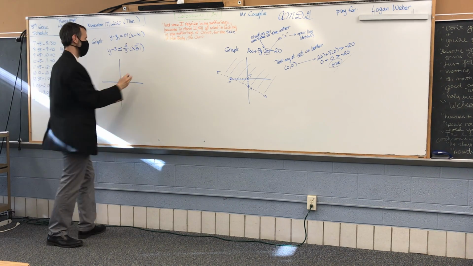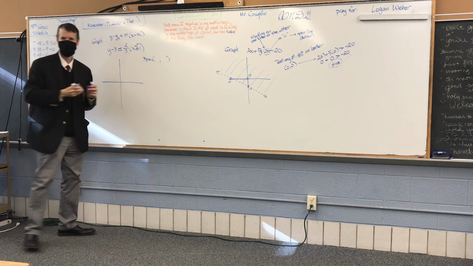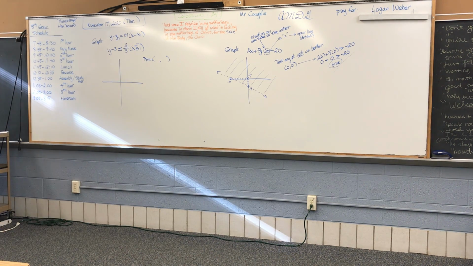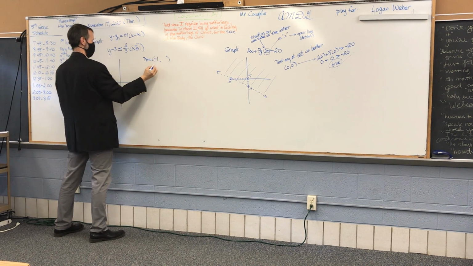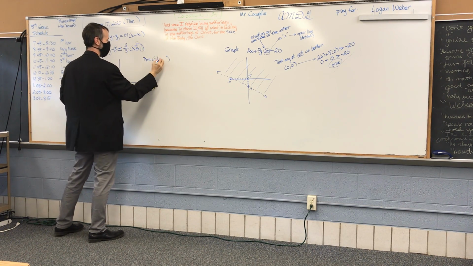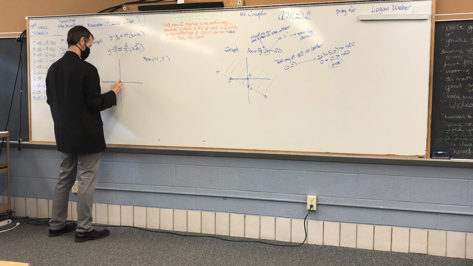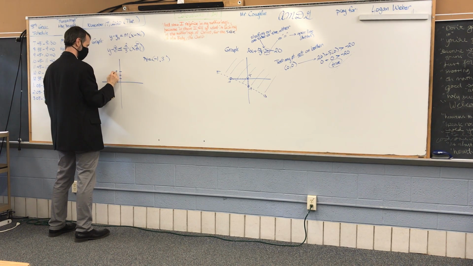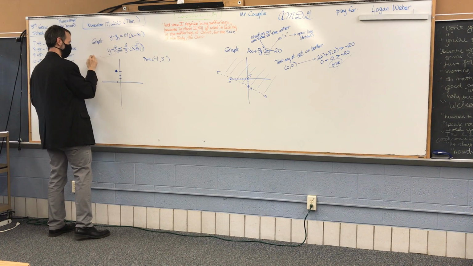Can somebody tell me the starting point? Close. Negative 1 comma 3. Whatever's after the subtract sign, the opposite. So what kind of a dot should I use, open or closed? Correct. Why do you say that? Yeah, the equal to means you're going to have solid dots.